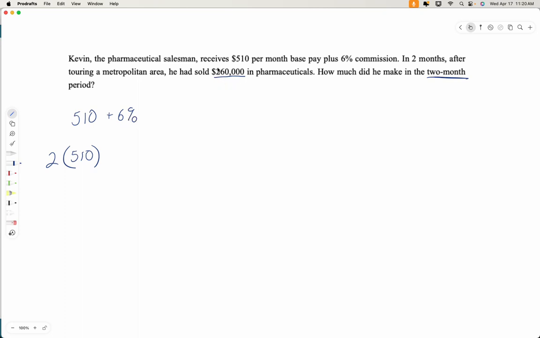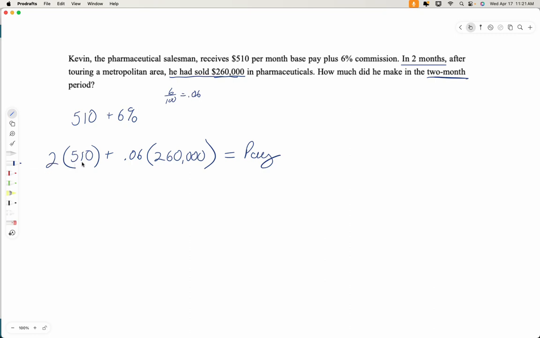Now, it's 6% of the total. This is the total that he sold in 2 months. It tells us that right here. In 2 months, he had sold $260,000. So he gets 6% on this $260,000. So if we put that into a decimal, that would be 6 over 100, which would equal 0.06. So we say 0.06 times $260,000. And that's going to give us his pay for 2 months. That's how much he makes for 2 months.